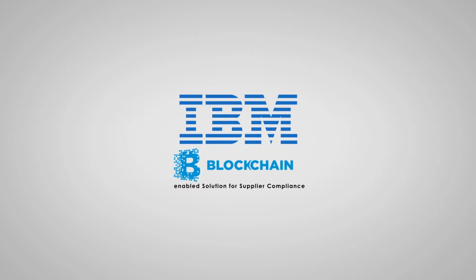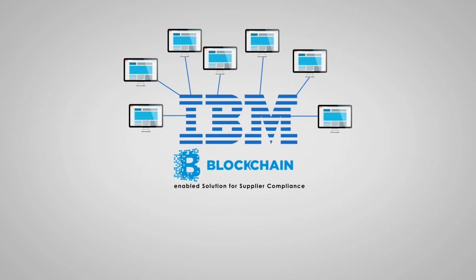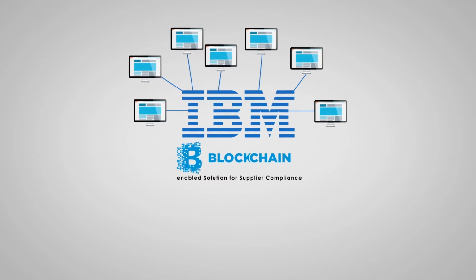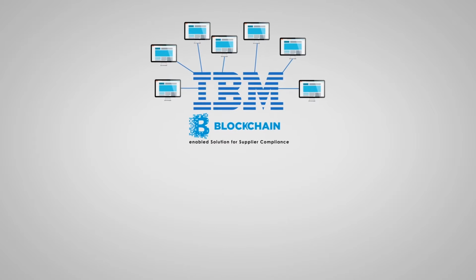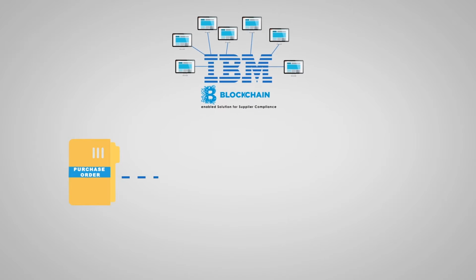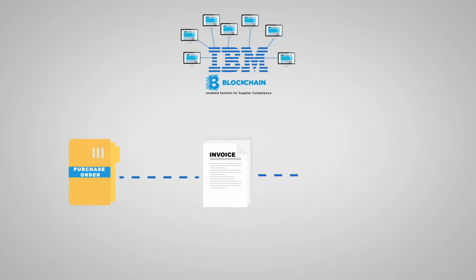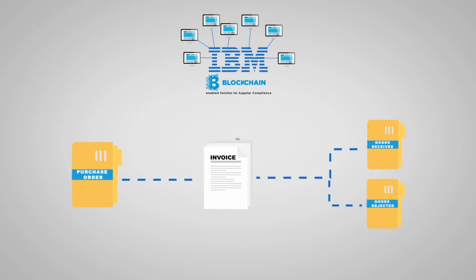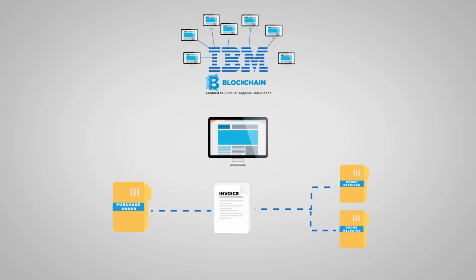The IBM Blockchain-enabled solution for supplier compliance leverages distributed ledger technology to bring complete visibility of an invoice over its entire life cycle in a trusted manner. The life cycle includes purchase order, goods received notice, rejections, payment, etc.